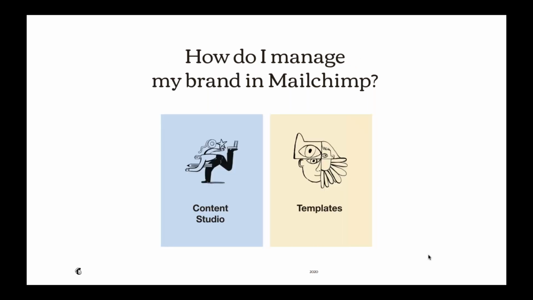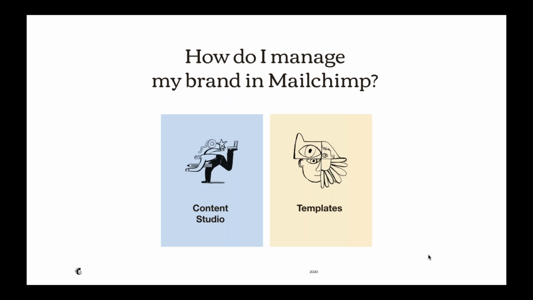Mailchimp has a few tools to help you with your brand management. The Content Studio organizes your images, documents, and other files in Mailchimp to easily store and share content with your audience. And then there's templates.